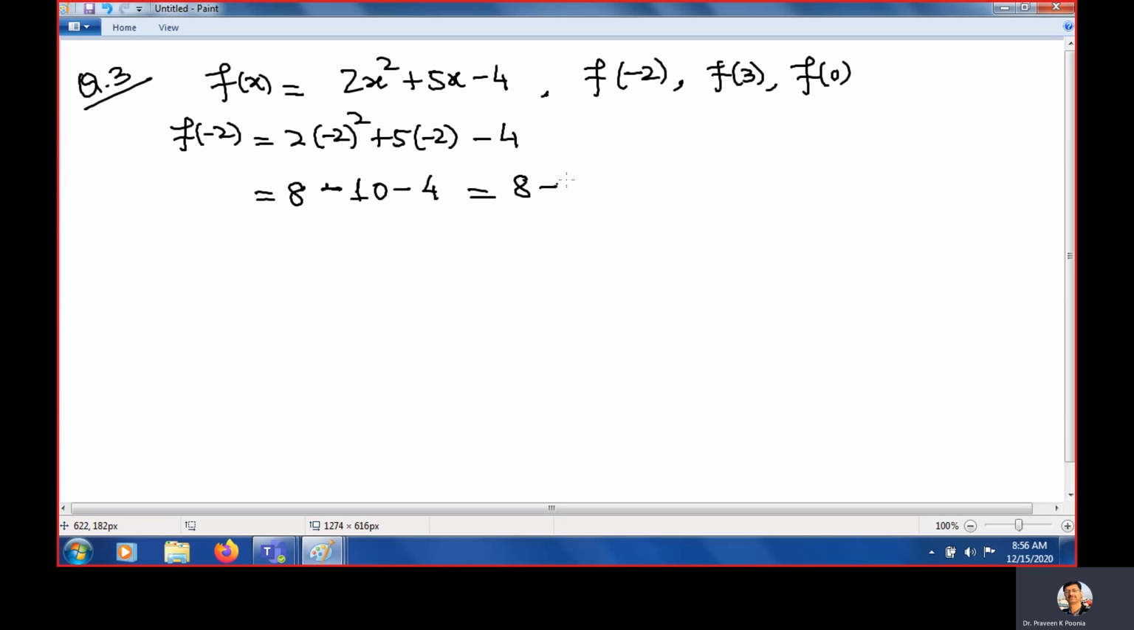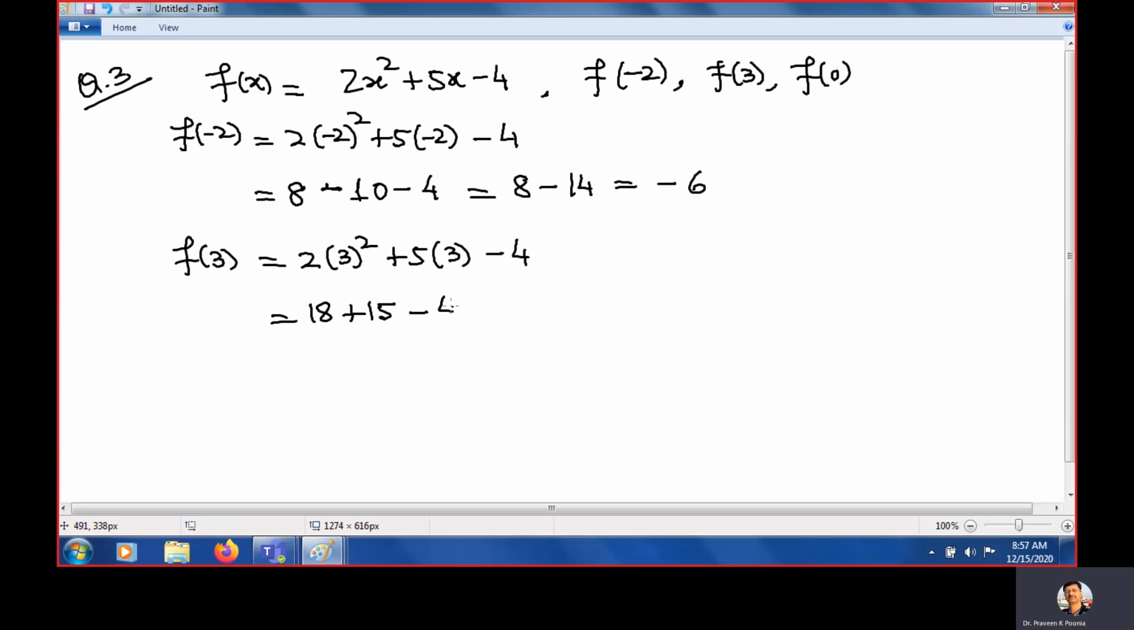So how much is it? 8 minus 14, because minus 10 minus 4 is minus 14. So the answer is minus 6. Now f(3). f(3) is 2 times 3 power 2 plus 5 times 3 minus 4. 3 power 2 is 9. 9 times 2 is 18 plus 5 times 3 is 15 minus 4. 18 and 15 is 33 minus 4. It is 29.